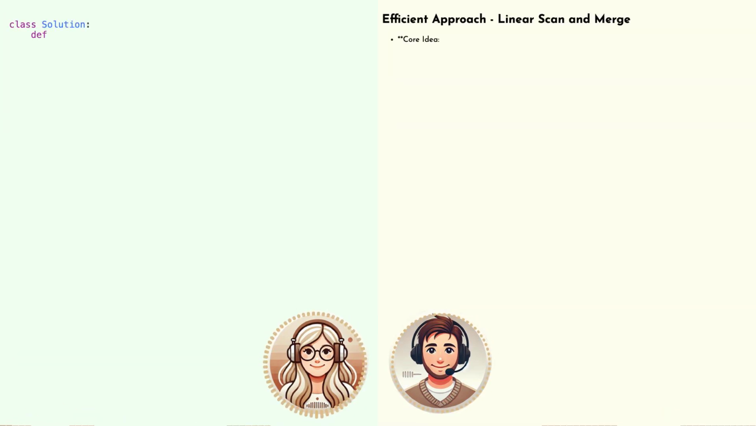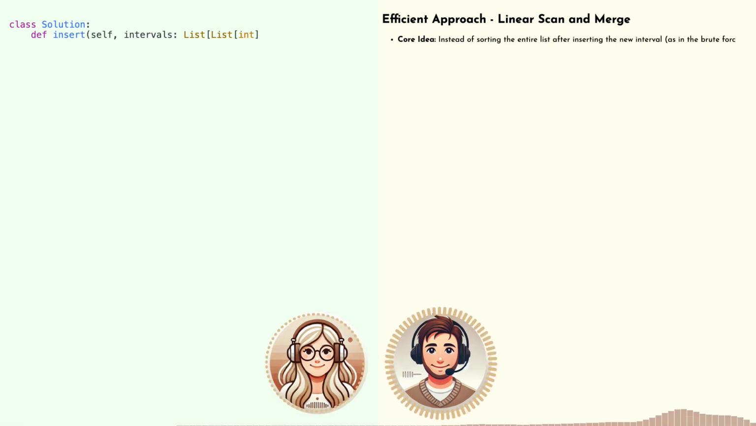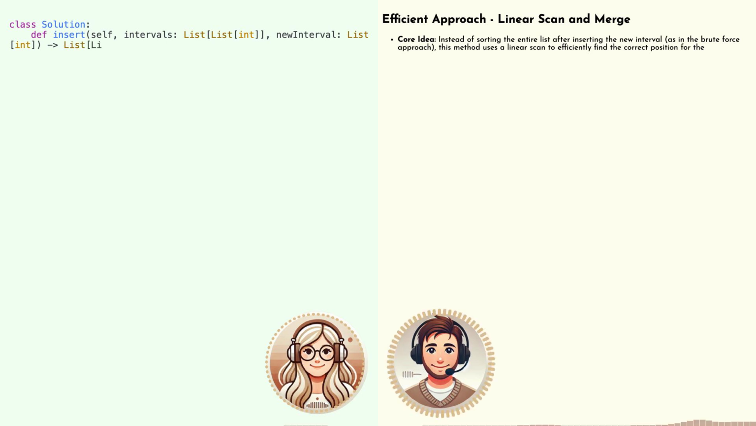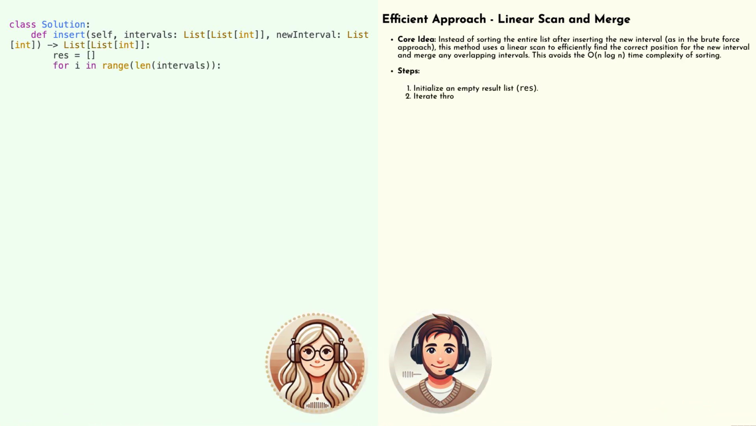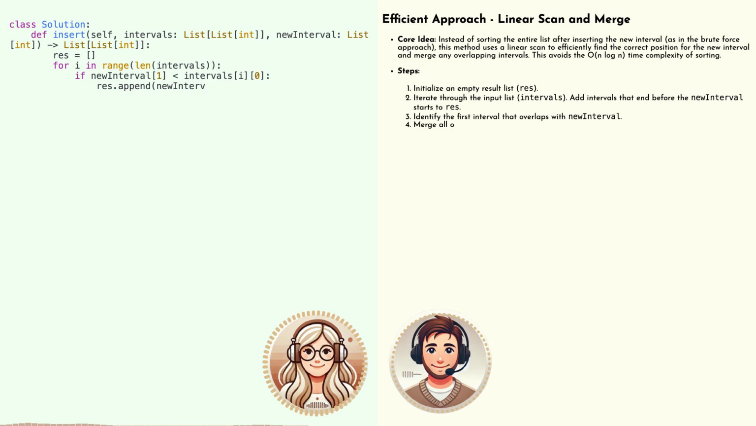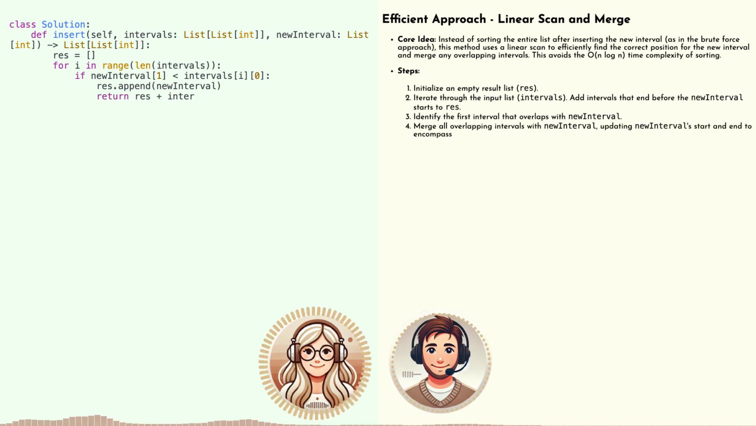It's conceptually simple and relatively easy to implement. However, you mentioned earlier that sorting a large list can be a performance bottleneck. Is there a more efficient way to solve this problem? That's a great question, and the answer is yes, especially when we're dealing with a pre-sorted list of intervals.